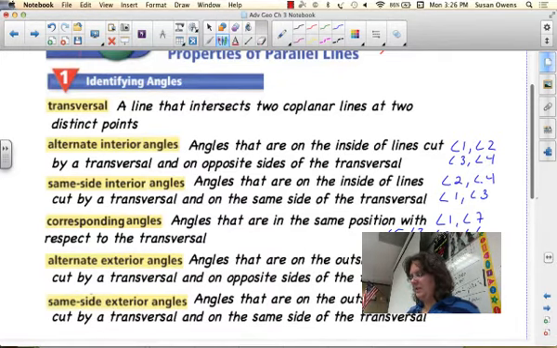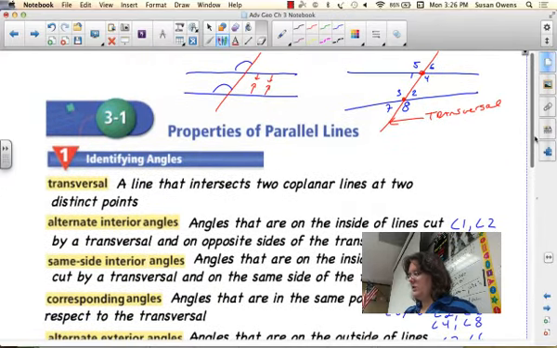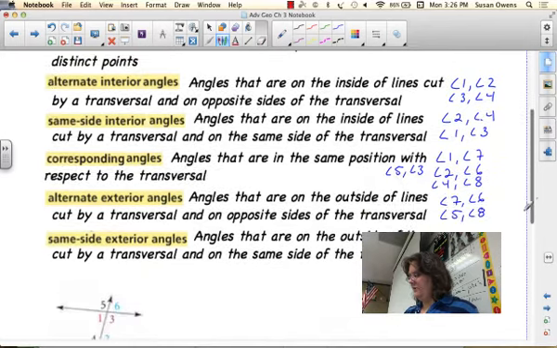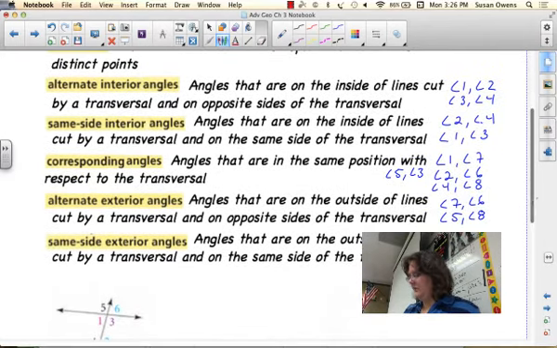And then the last ones we have: same side exterior angles, angles that are on the outside of the lines cut by a transversal and on the same side of the transversal. So these, for example, would be 6 and 8, and 5 and 7. Okay.